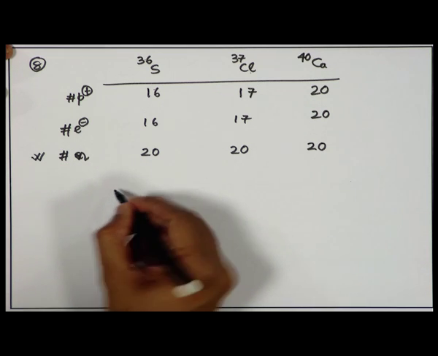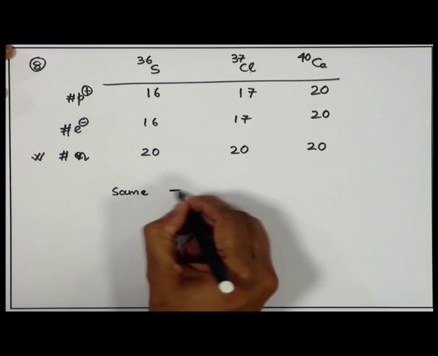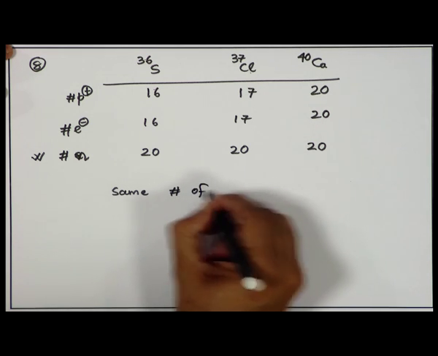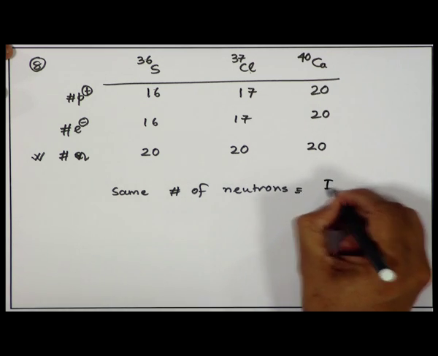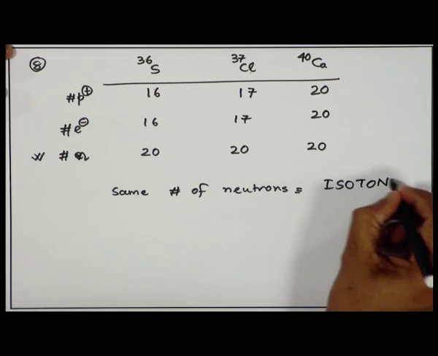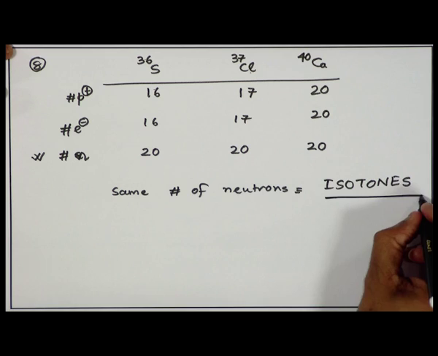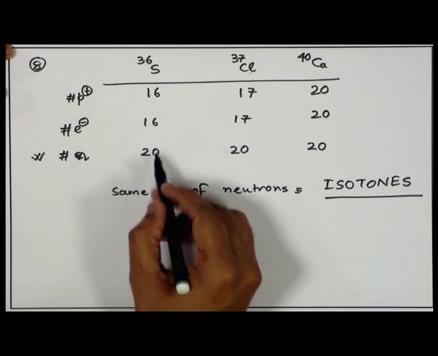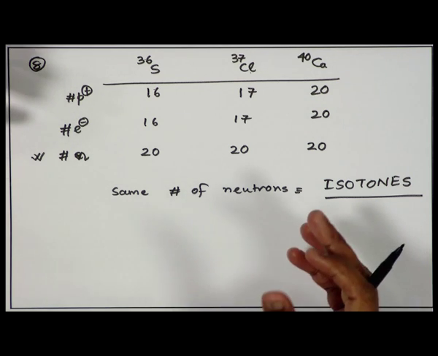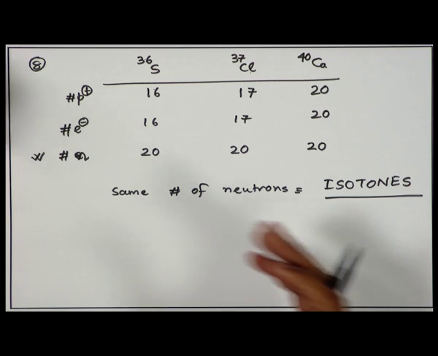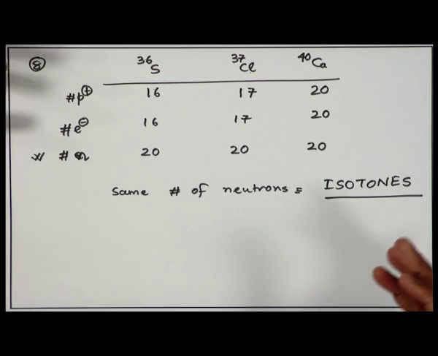So, they have the same number of neutrons. When we have such a situation, we call them isotones, when the number of neutrons is equivalent in two or more species. In this way we learned how to use the number of electrons, protons, and neutrons to define an atom, and how we can discuss isotopes, isobars and isotones.